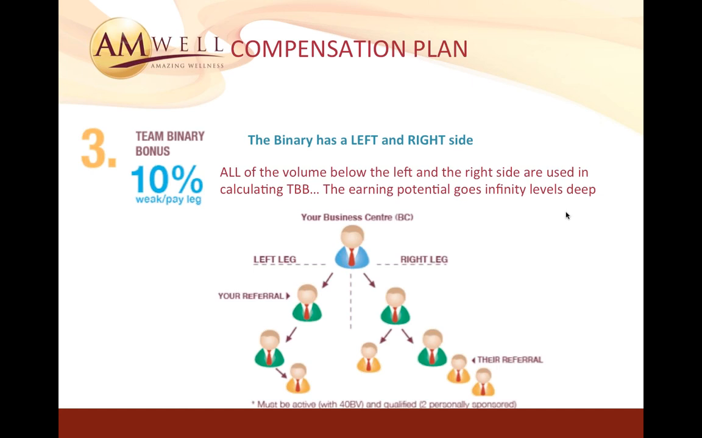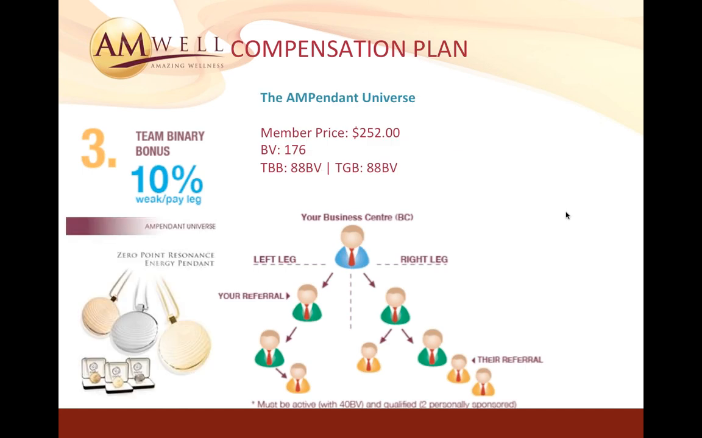And this is only showing a few members. This goes infinity deep, which means that, like I said earlier, anybody that's below you, it can be thousands and thousands of levels deep if your tree is that big, which is great, and it'll still be used in calculating your earnings. So the way it works, we'll say that the member's price for the Independent Universe is $252, which gives you 176 BV, or business volume.